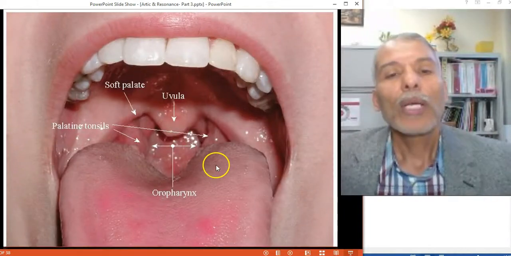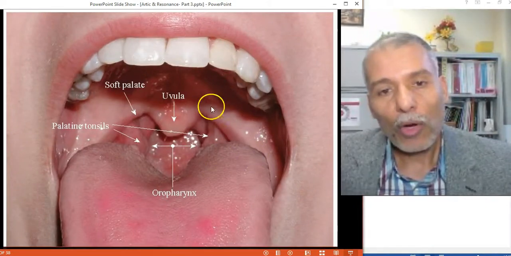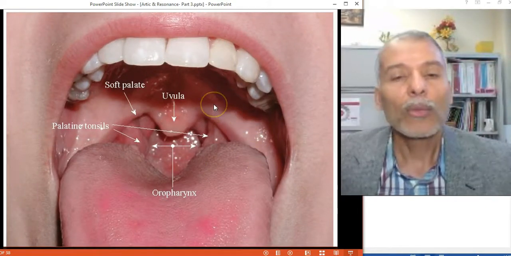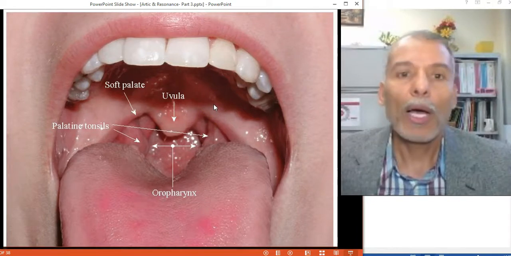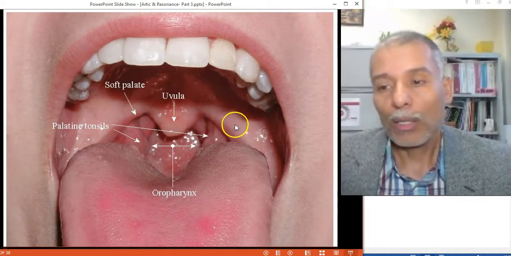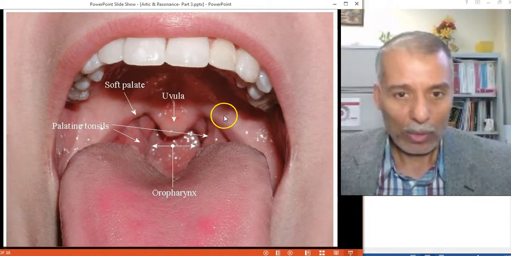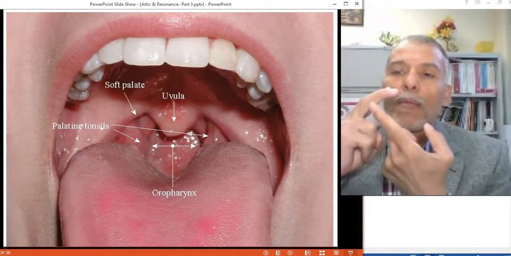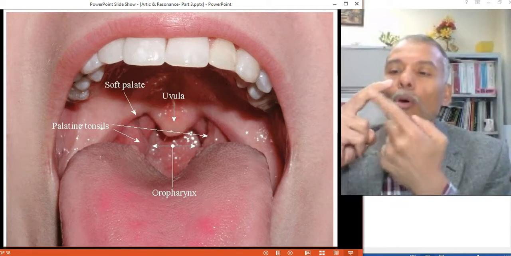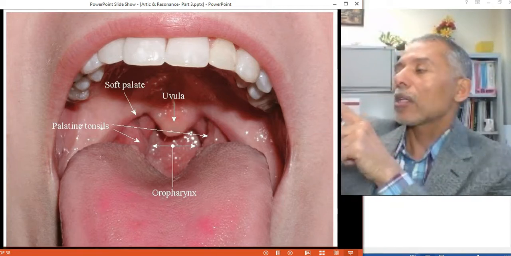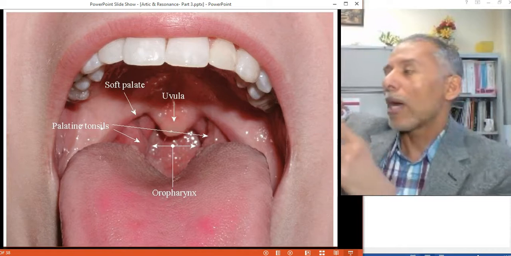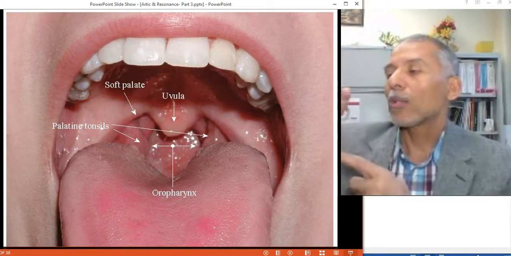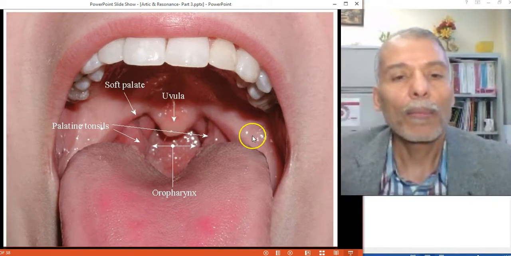Okay, and you can see now the anterior faucial pillar is here, and when we speak about the pharyngeal muscles, we are going to come back to this. So this is the anterior faucial pillar wall, and then in the back you have the posterior wall that is made out of the palatopharyngeus, and we'll discuss it when we come to that point.